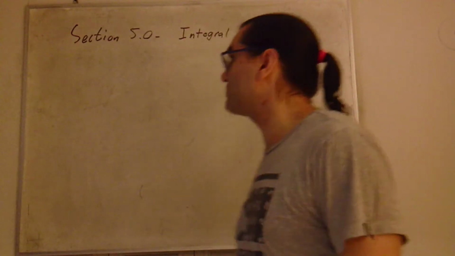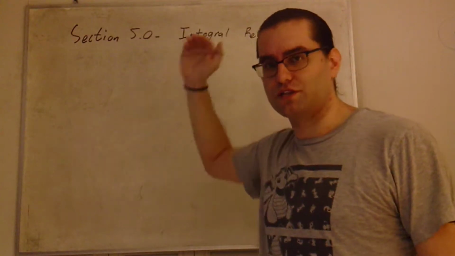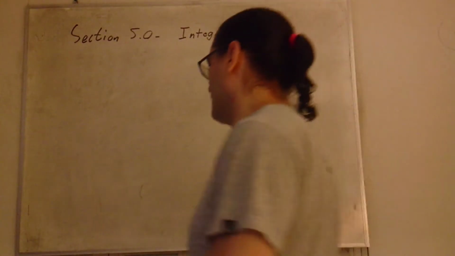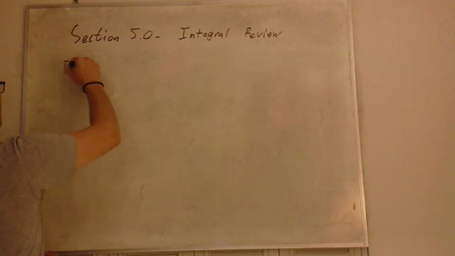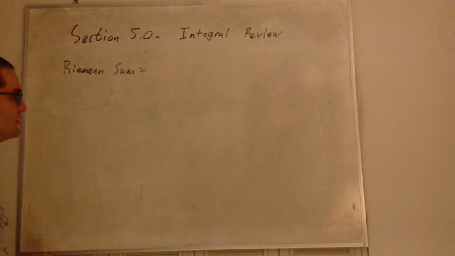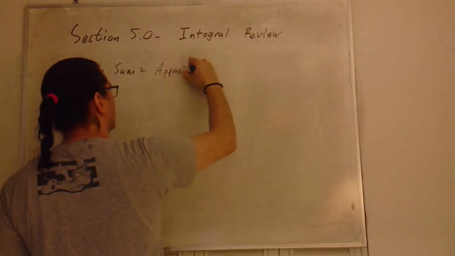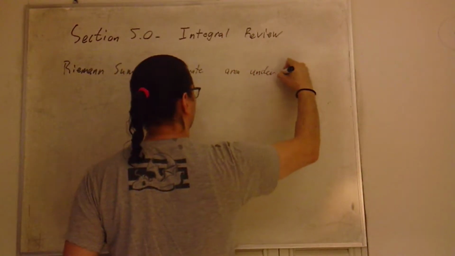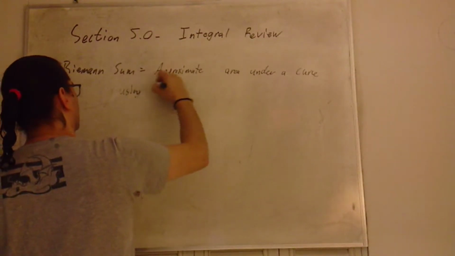And so we're going to start by doing a quick review of exactly where we left off so we know exactly how the new ideas carry straight through. So the first big idea we need to talk about is a Riemann sum. A Riemann sum is a way to approximate the area under a curve using rectangles.